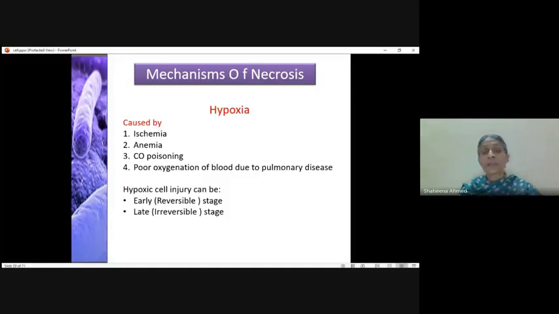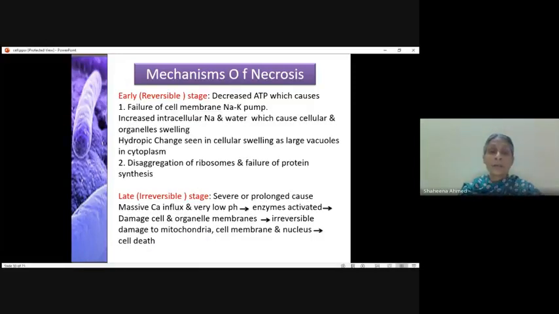Now the mechanism of necrosis: hypoxia. Hypoxia can be caused by ischemia, it can be caused by anemia, it can be caused by different poisonings like carbon monoxide poisoning. It can be due to some pulmonary disease due to which proper oxygenation of blood is not taking place within the lungs. This injury is again going to cause the early reversible changes, or if the stimulus is not corrected, not removed, then it will proceed into the irreversible stages.